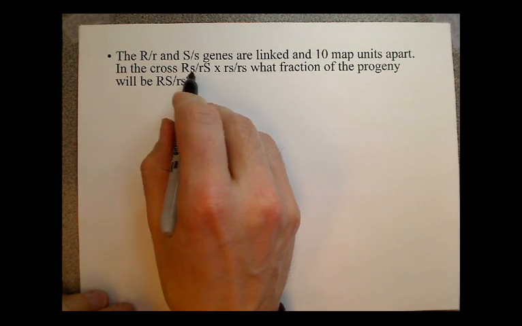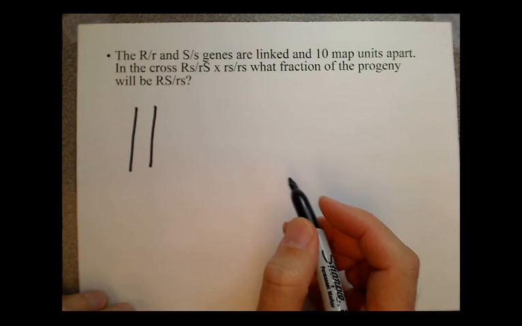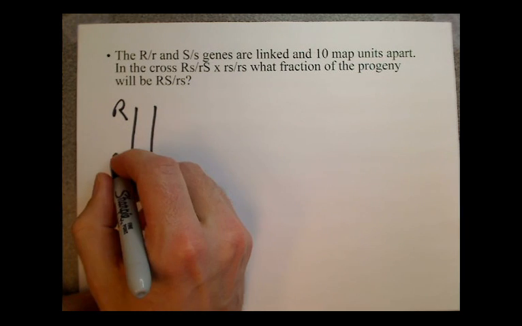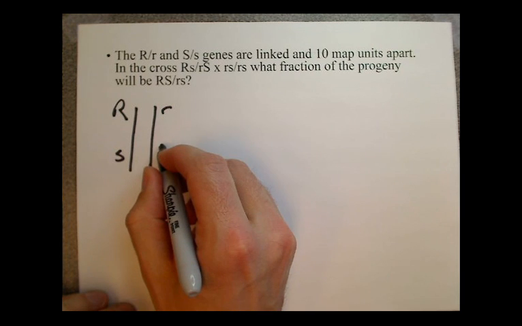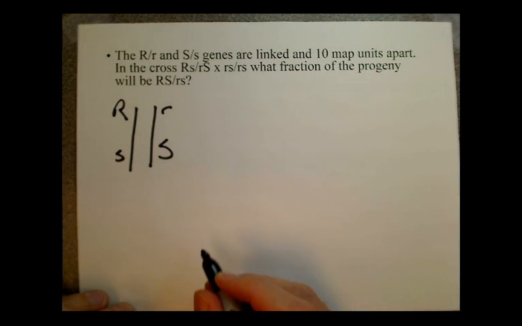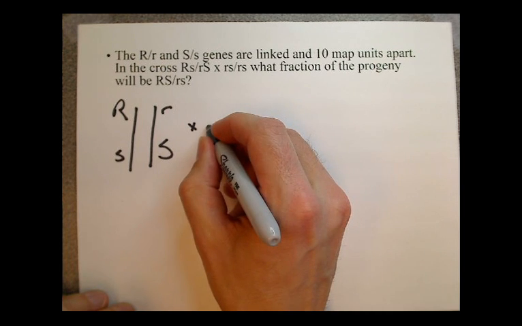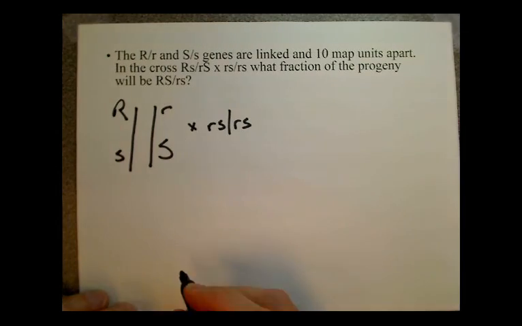this heterozygous line. So if you think of these as being the two parental chromosomes, we've got a big R and a small s on one chromosome, and little r, big S on the other chromosome. And we're doing this as a test cross, so we know we're always going to get a little r and a little s from this parent.